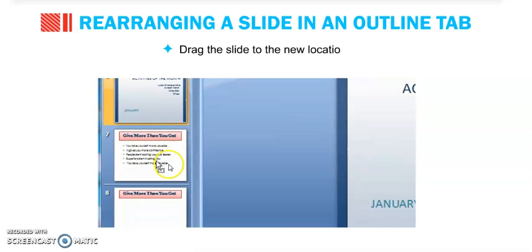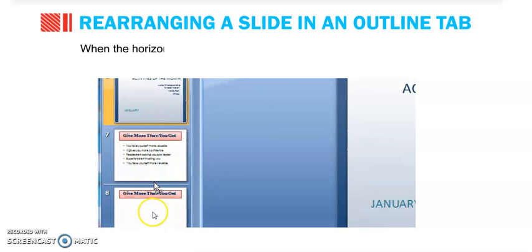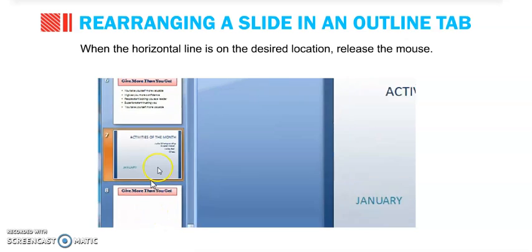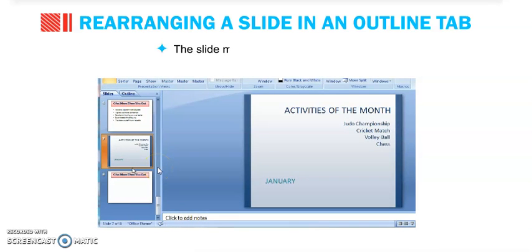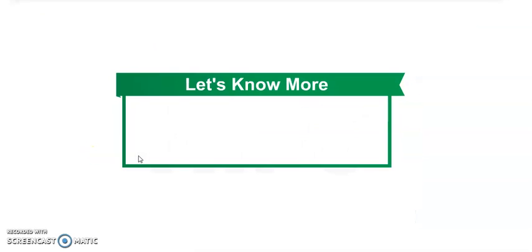This is the slide icon. Then drag the slide to the new location. A horizontal line appears as you drag the slide. So when the horizontal line is at the desired location, then release the mouse. The slide moves to the new location. Okay. Like this we can rearrange the slides.